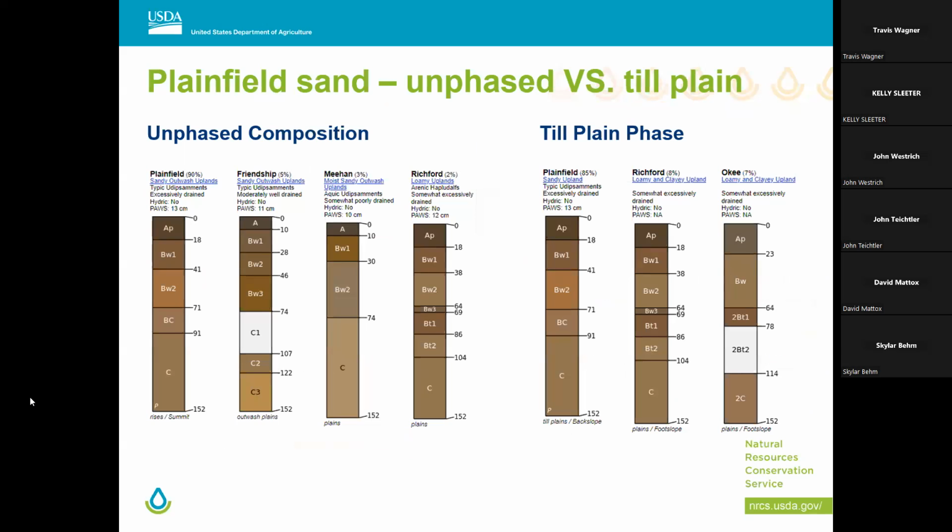So this is just another example of Plainfield from the central part of the state. You've got an unphased composition of Meehan, Friendship, Richford versus the till plain in the Green Bay lobe of Plainfield, Richford, Okee. So you can see the difference. You've got some wetter portions in here that aren't necessarily recognized, and you've got till material that's creeping up in portions of the map unit versus no till piece in the central lake plain. So just another comparison showing how different those map units can be. This one is identified as just a Plainfield sand. This one is identified as a Plainfield sand, till plain phase.